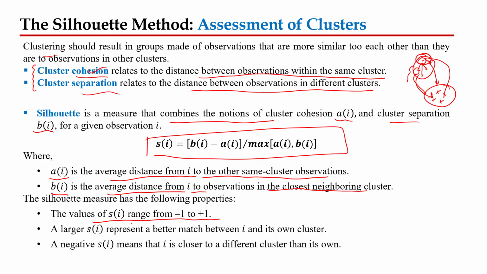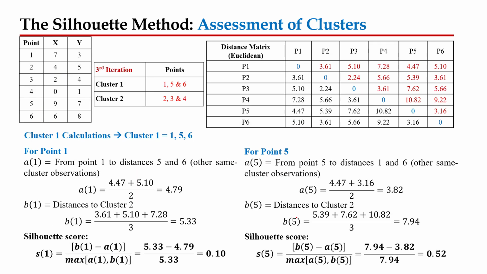How can we interpret it? The silhouette measure is always going to be between -1 and +1. If the silhouette score is a positive number, that indicates that the particular observation is lying within its own cluster, meaning it is part of its own cluster. But if it is a negative value, then the ith observation lies in a different cluster, which is closer to that particular cluster.